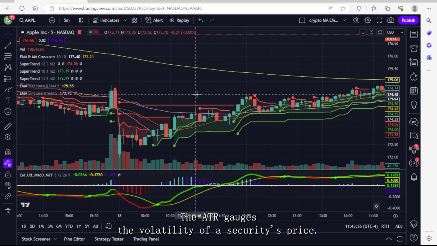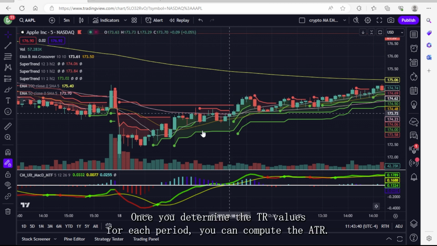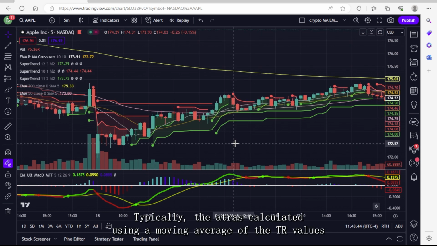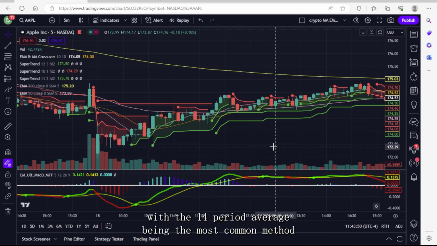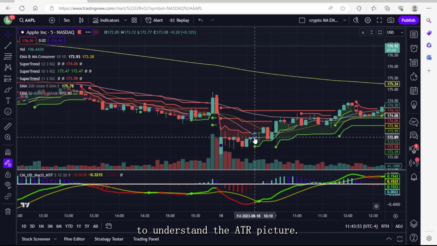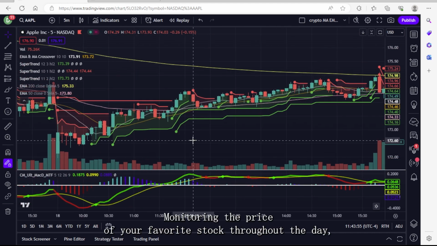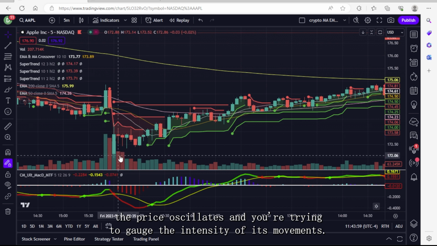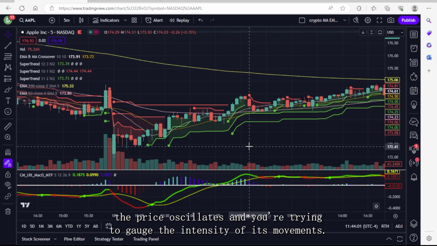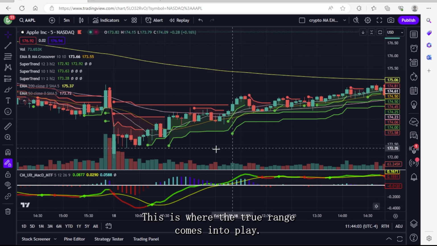The ATR gauges the volatility of a security's price. Once you've determined the TR values for each period, you can compute the ATR. Typically, the ATR is calculated using a moving average of the TR values, with the 14-period average being the most common method. To understand the ATR, picture monitoring the price of your favorite stock throughout the day. The price oscillates, and you're trying to gauge the intensity of its movements. This is where the true range comes into play.